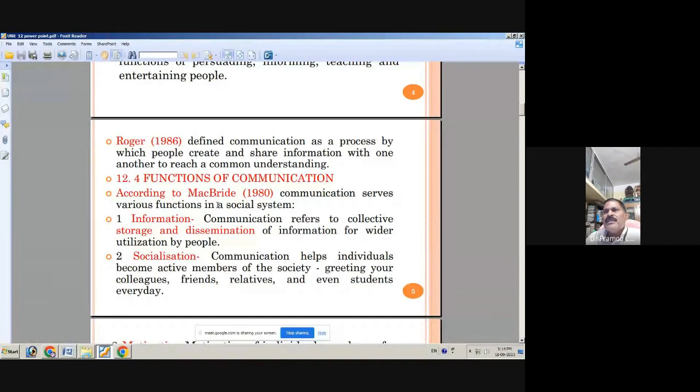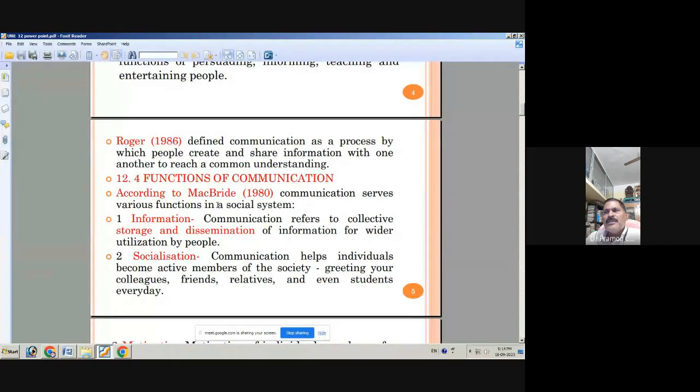Suppose when we share something, we have to create the idea, and there will be a common understanding among ourselves. When I am going to teach you, if you are not interested to listen, then definitely there will be no exchange of ideas. There will be no question of exchange of thoughts and feelings. So definitely the common understanding should be there.